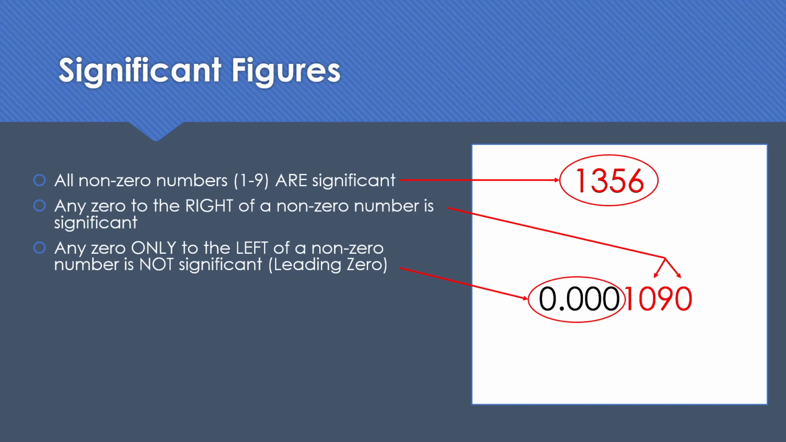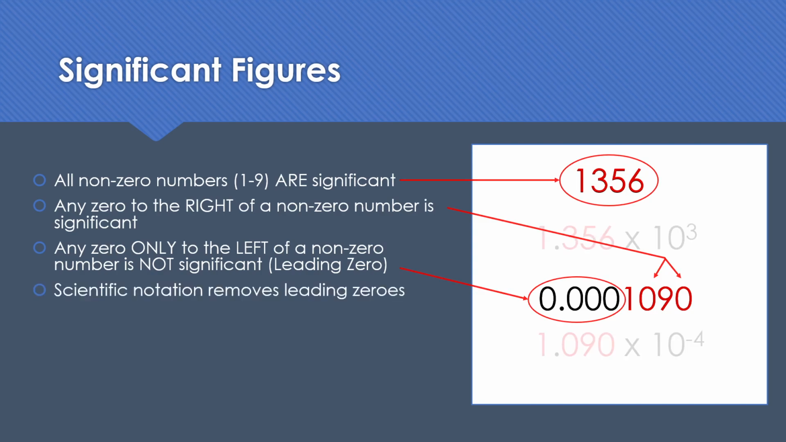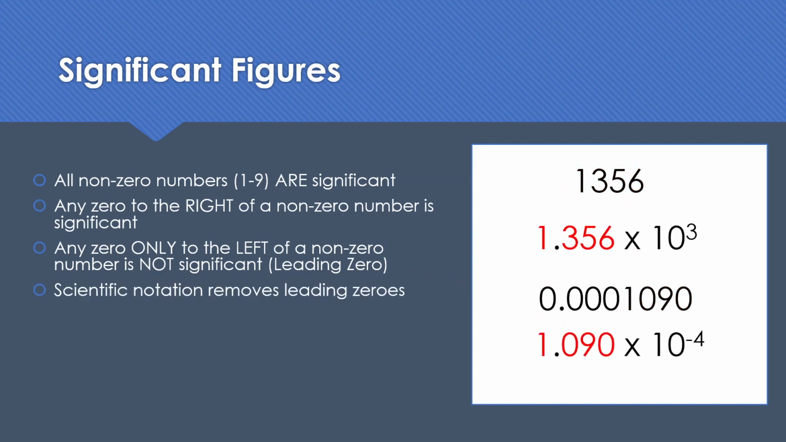And here's where scientific notation comes in handy. For the first number, it's all significant, right? But you can report it as 1.356 times 10 to the third. Well, that small number you can report as 1.090 times 10 to the minus 4. So you can look at that and instantly know, oh, okay, 4 significant figures. Easy. And that's why scientific notation is very, very useful, especially when you're trying to keep track of significant figures.